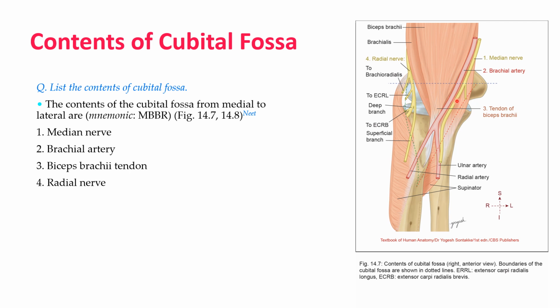So contents of the cubital fossa, from medial to lateral, the mnemonic is MBBR. M stands for median nerve, B stands for brachial artery, and again B stands for biceps brachii tendon. Then the last one is the radial nerve. So the radial nerve is the lateralmost structure in the cubital fossa. This is very, very important, because in practical examination also the examiner will ask you what are the structures or the contents in the cubital fossa from medial to lateral side.